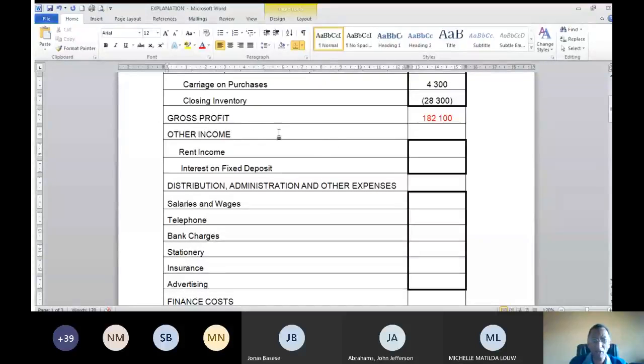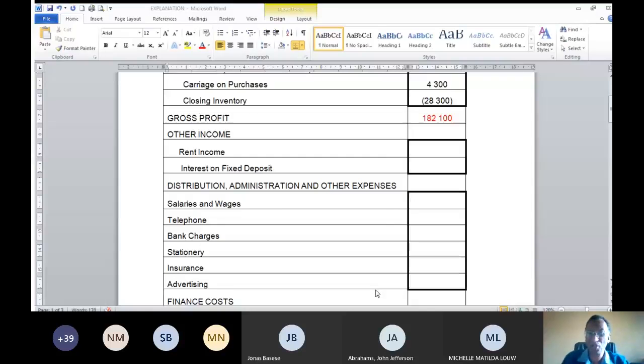In the question, you are now looking for all your other income. And if you are looking for your other income, remember, other income you will get now from your trial balance, and it is nominal accounts with credit balances. That is your income. Your next heading, guys, is called distribution, administrative, and other expenses. But we are now going to list our expenses.